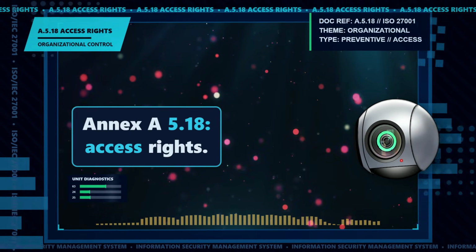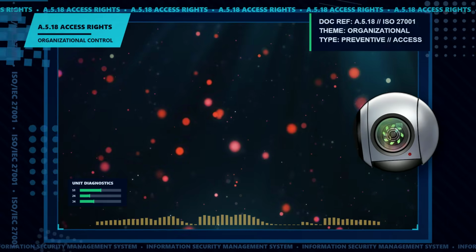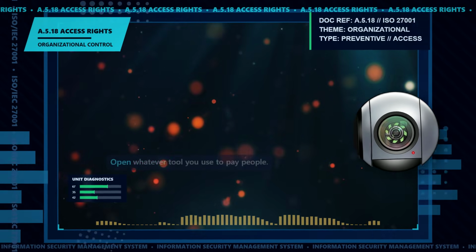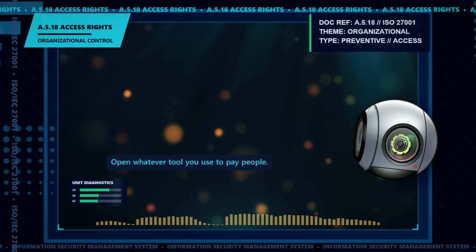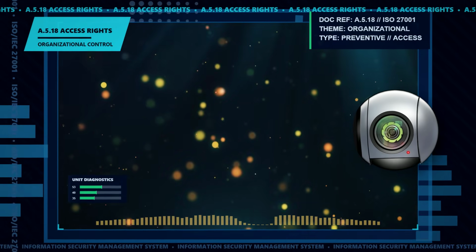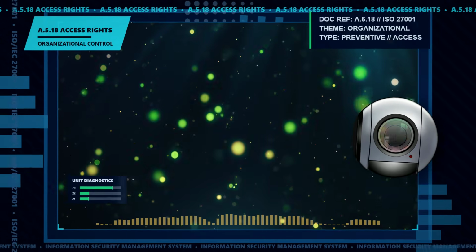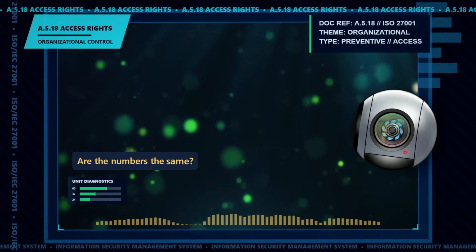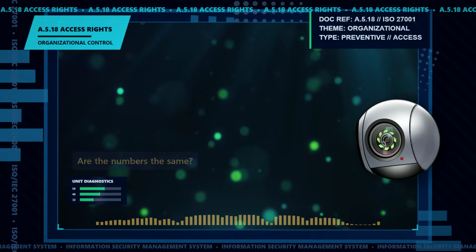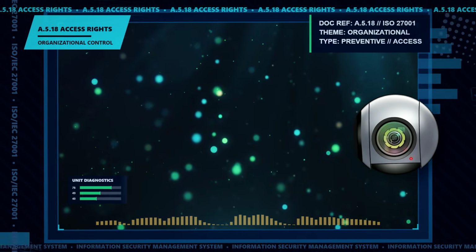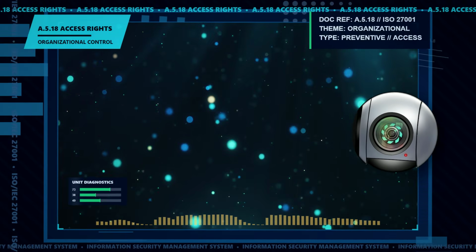A.5.18, access rights. Right before we start, do me a favor. Open whatever tool you use to pay people. Now open your cloud console, your code repository, and your customer database. Count the accounts in each. Are the numbers the same? They're not, are they? That gap, that's the whole control. Everything else is paperwork about the gap.